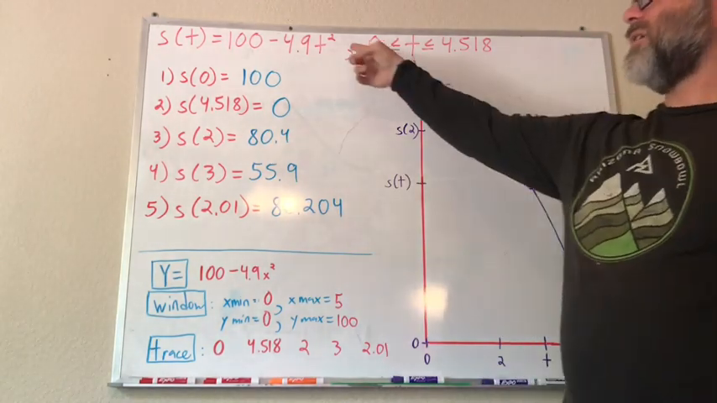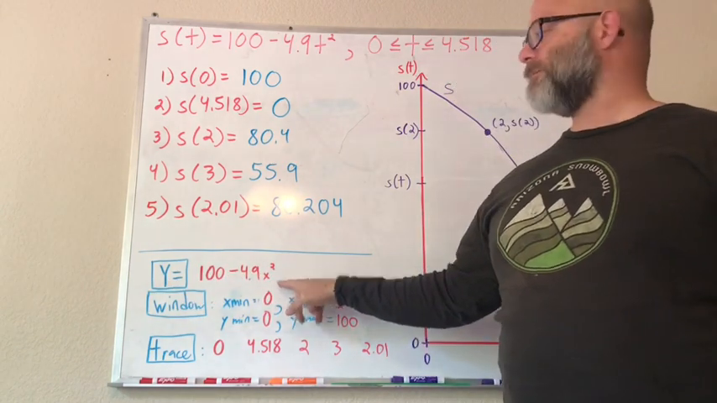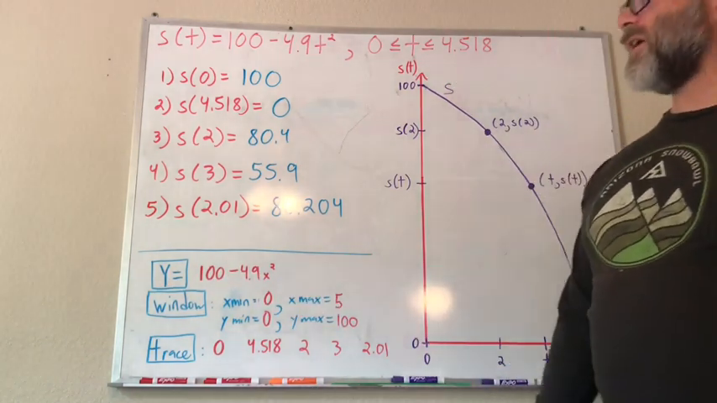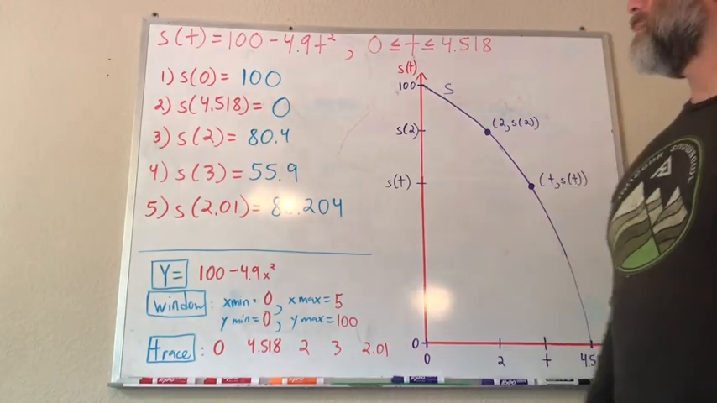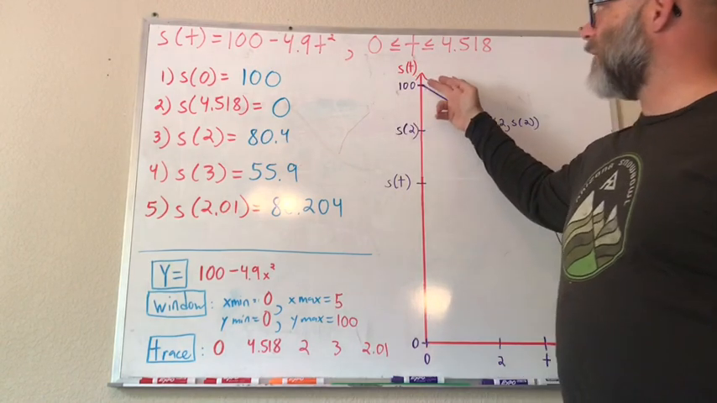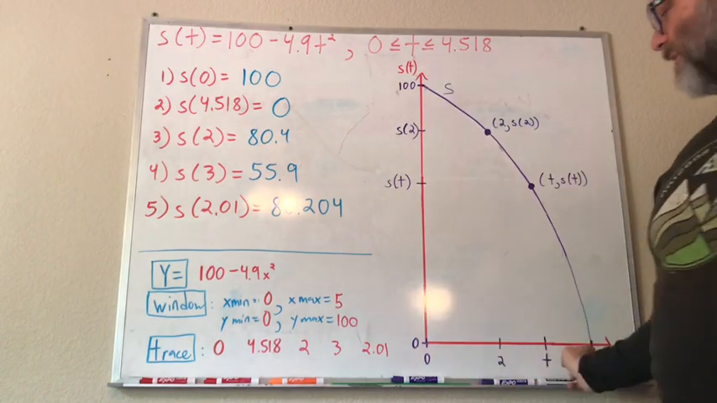How do I put this in my graphing calculator? I go to the y equals screen and I put in the formula. Then, if I graph it in like a Zoom standard window, I'm not going to even see it. Because my vertical intercept's up at 100, and the domain I'm looking for is 0 to 4.518.